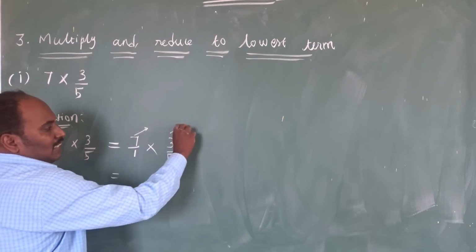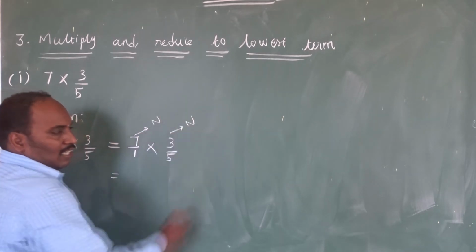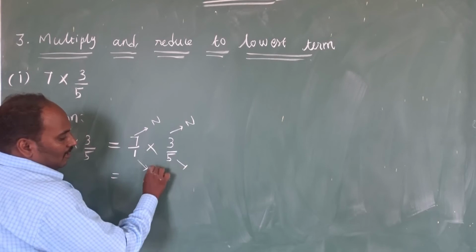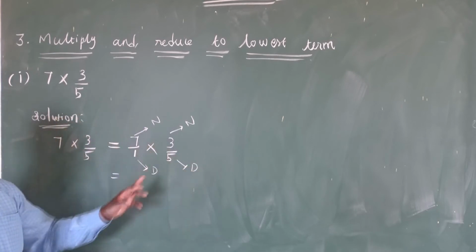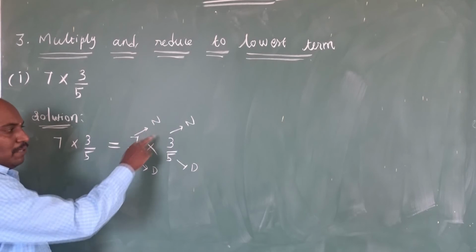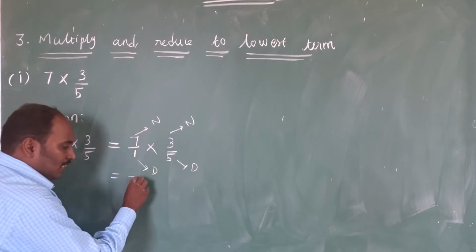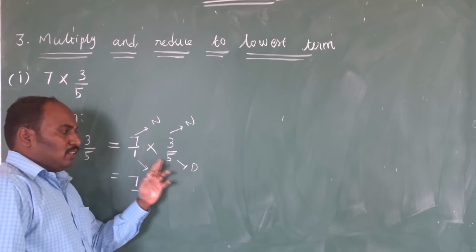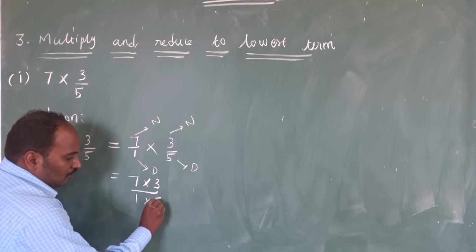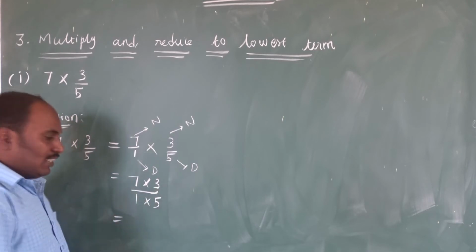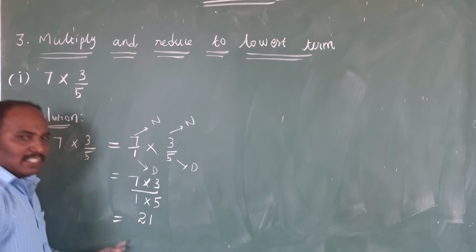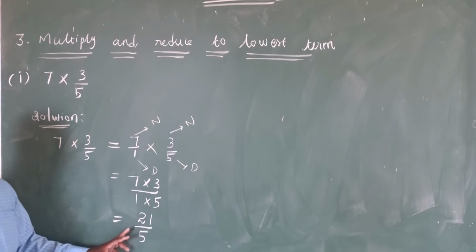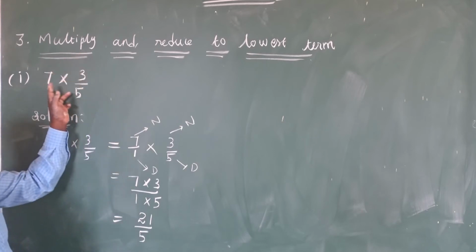Here 7 and 3 are the numerators, and 1 and 5 are the denominators. We multiply the numerator part first. Our numerator part is 7 into 3, then divided by 1 into 5. 7 3s are 21. 1 into 5 is 5. 21 divided by 5.